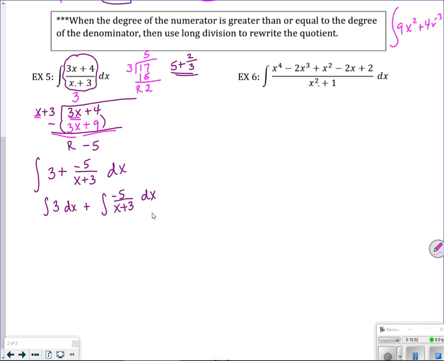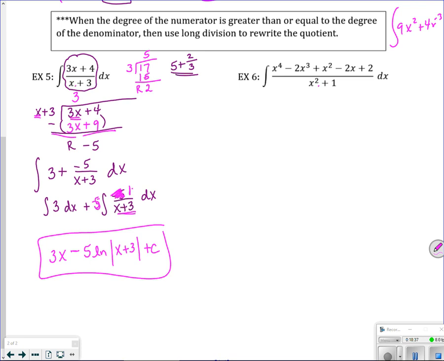Well, this guy's easy. That's 3x. This guy, let me just move the negative 5 on the outside to get him out of my way, and then I'd put a 1 out there. How does that integrate? We'll look at the denominator. The denominator is x plus 3. What's the derivative of x plus 3? 1. So what is that integration? U prime over u, how does it integrate? The negative 5 comes along, natural log absolute value of x plus 3 plus c, and there you have it.